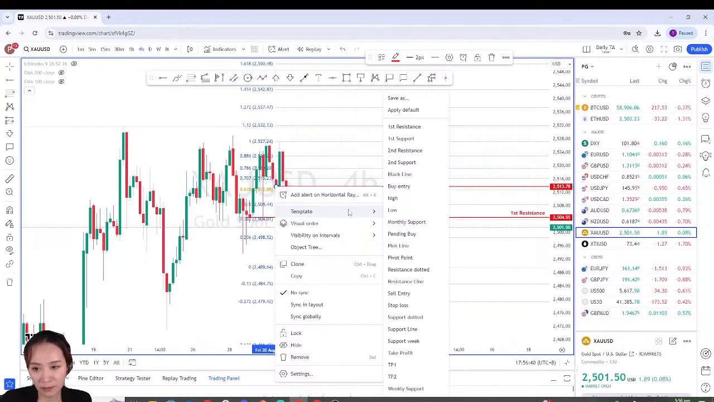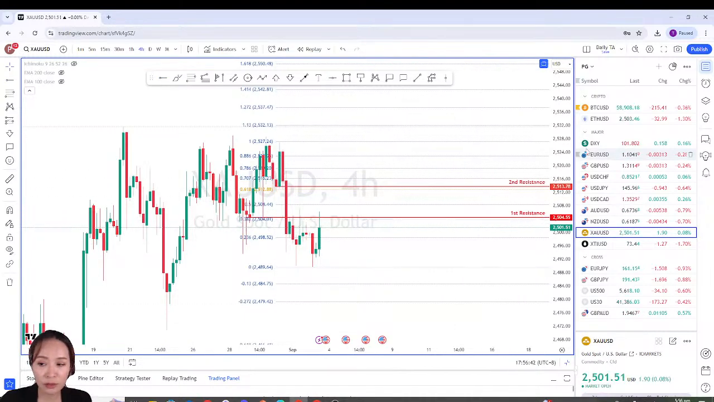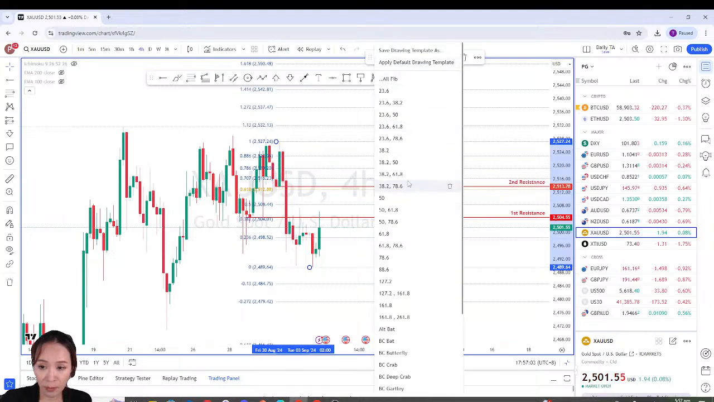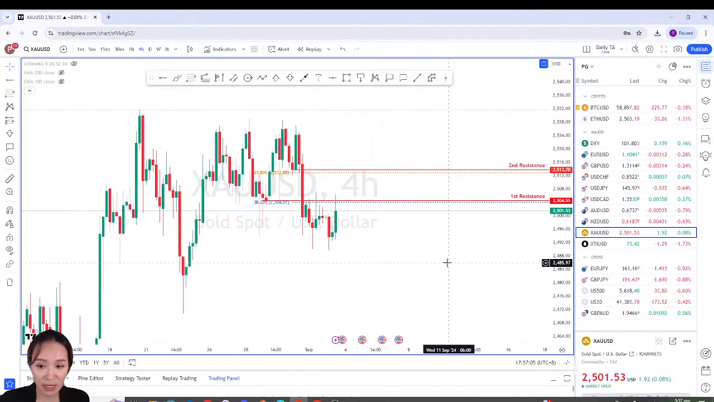This is my second resistance. Once you identify the key level for gold or any pair, it works. You can apply it in any major pair as well. Identify the key level, then you pull out your Fibonacci. You can see that my first resistance and second resistance line up or close with my 38.2% and 61.8%. This is how you plan your trade setup.